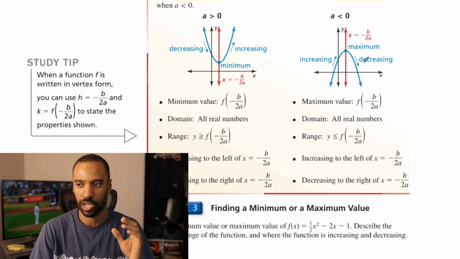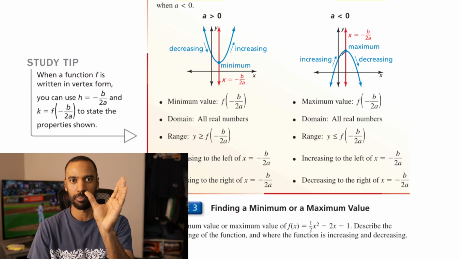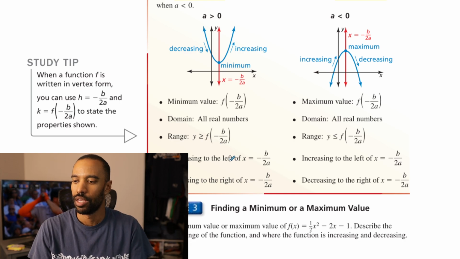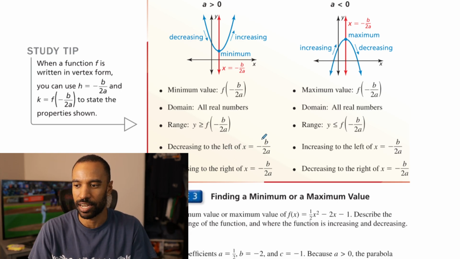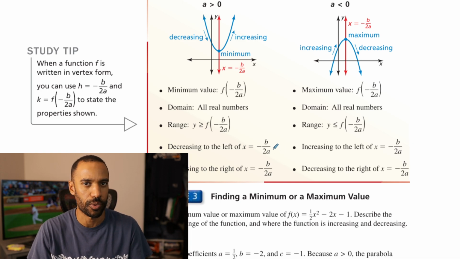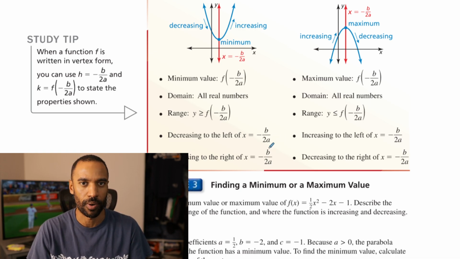Range is limited based on min or max. It's greater than or equal to the min or less than or equal to the max. It decreases to the left of x at negative b over 2a, increases to the right. We already talked about that stuff. So I'm sure we're going to have to answer those questions. They're probably going to do it in an example right now.